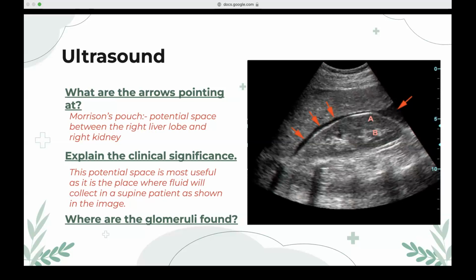When they're supine, remember, it will show when they're supine, not when they're standing. Okay.